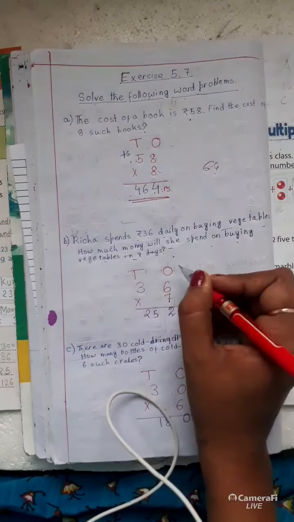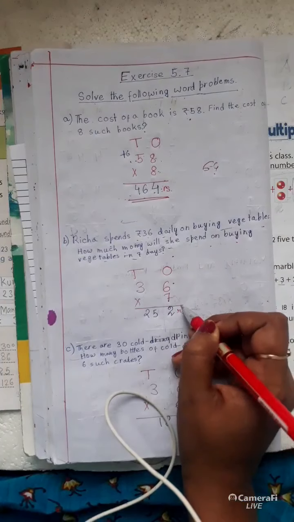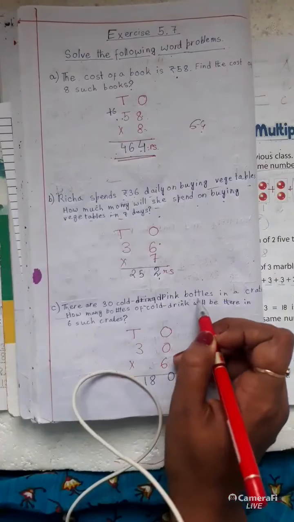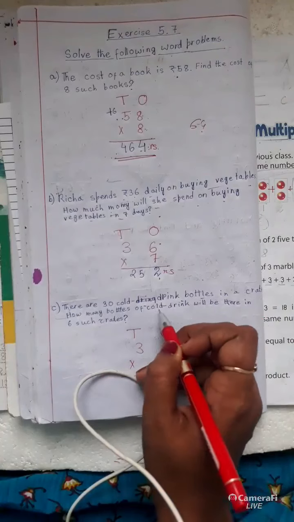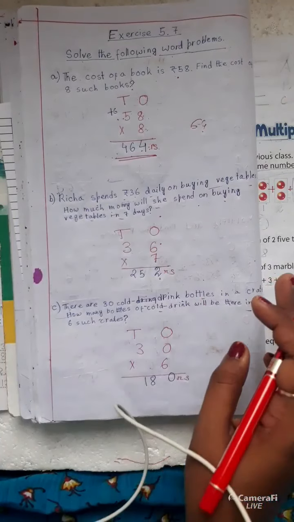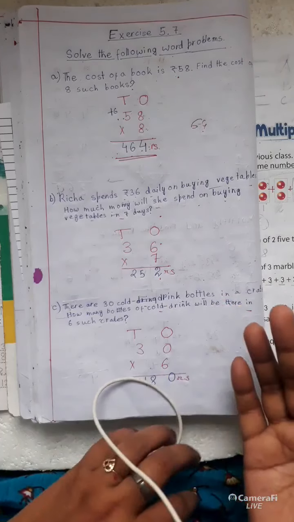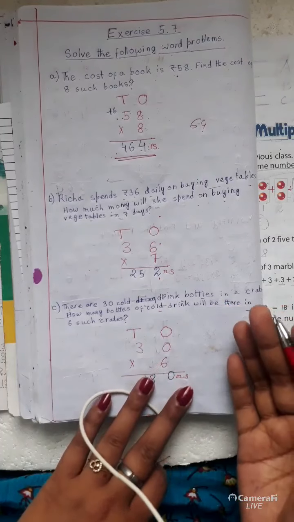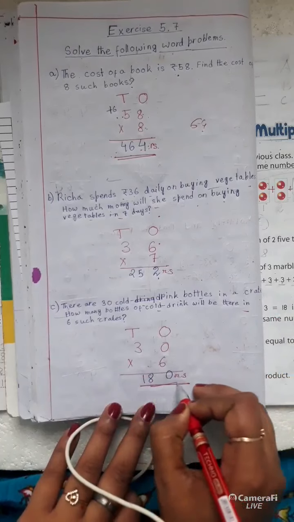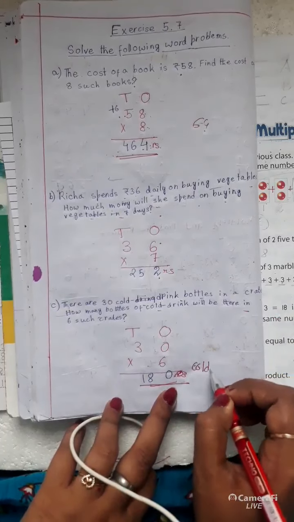So 1 day cost is 36. So what will be the cost of 7 days? So 36 into 7, the answer will be 252 rupees. There are 30 cold drink bottles in a crate. How many bottles of cold drinks will there be in 6 such crates? If one crate has 30 cold drinks, so 6 crates will have 180 cold drinks.